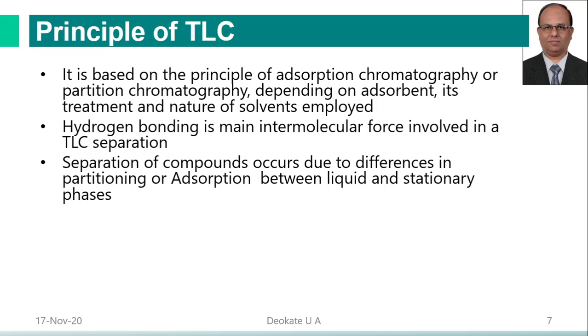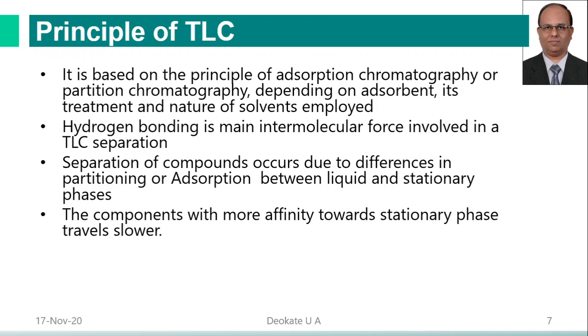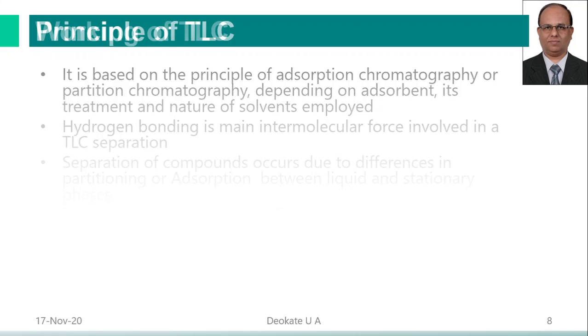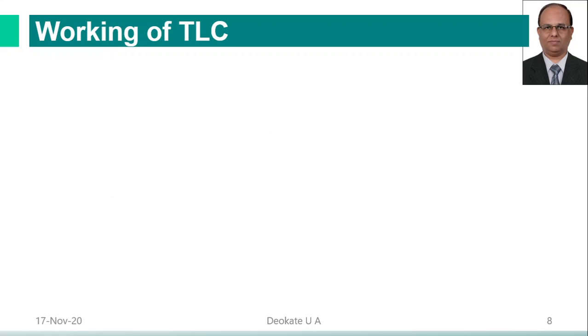Or if the substance gets differentially adsorbed on the adsorbent which is there on the plate, it is called adsorption chromatography. The component with more affinity towards the stationary phase travels slower, which will remain adhered with the stationary phase, and the component with less affinity towards the stationary phase travels faster. So the component should spend sufficient time with the stationary phase for the process of separation.